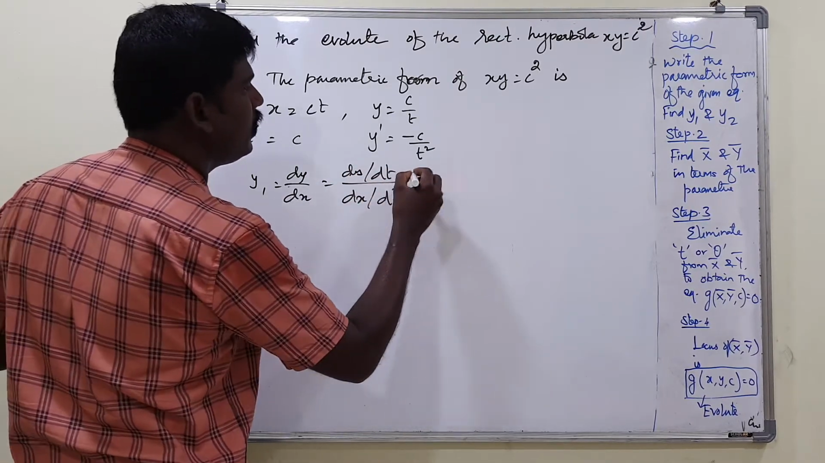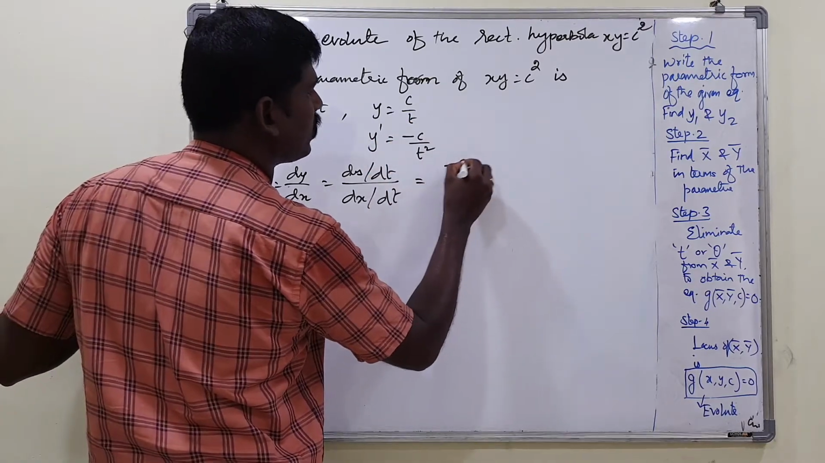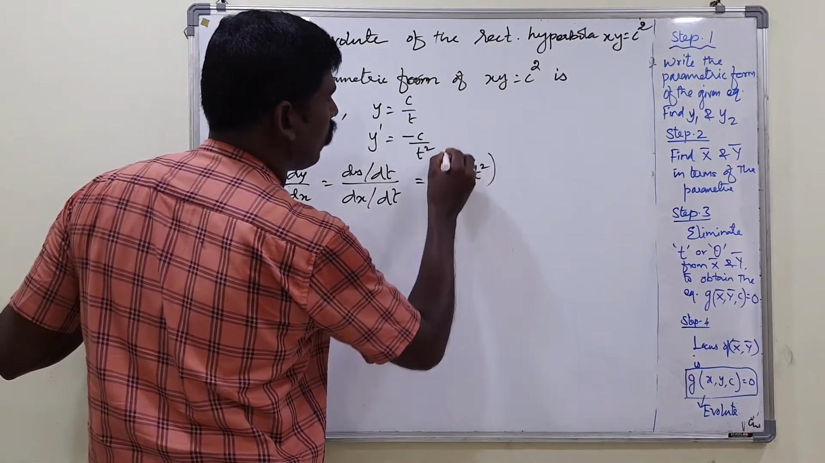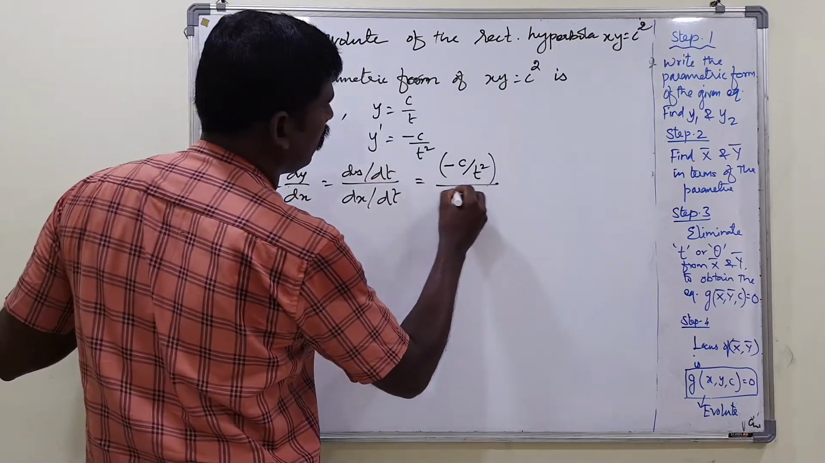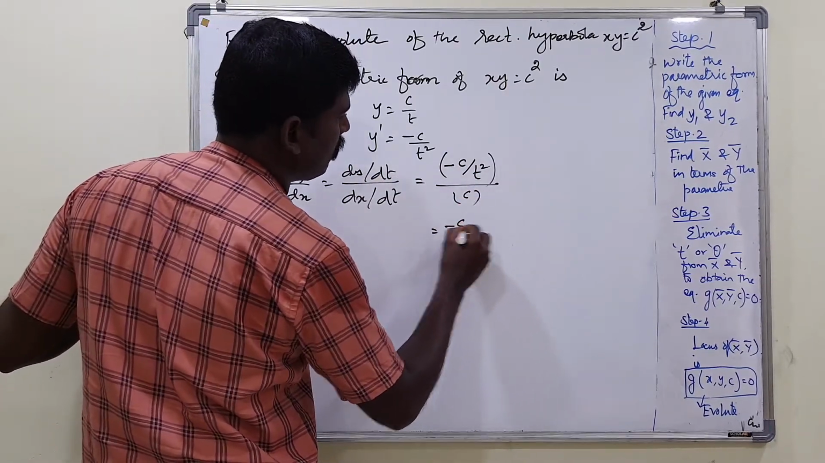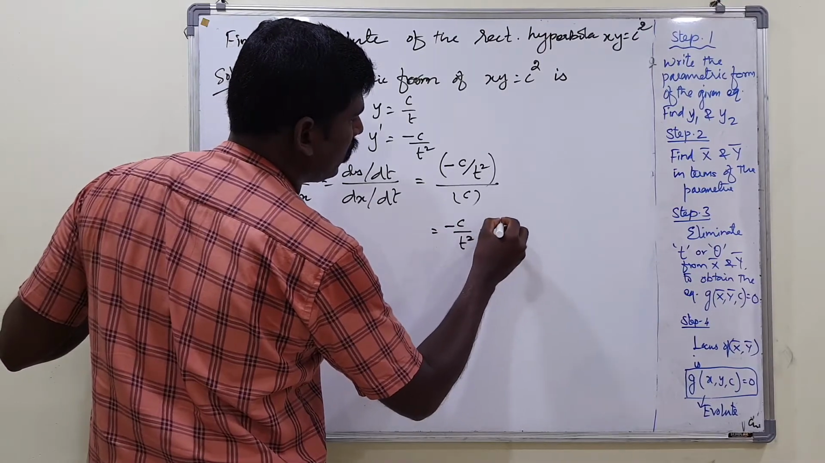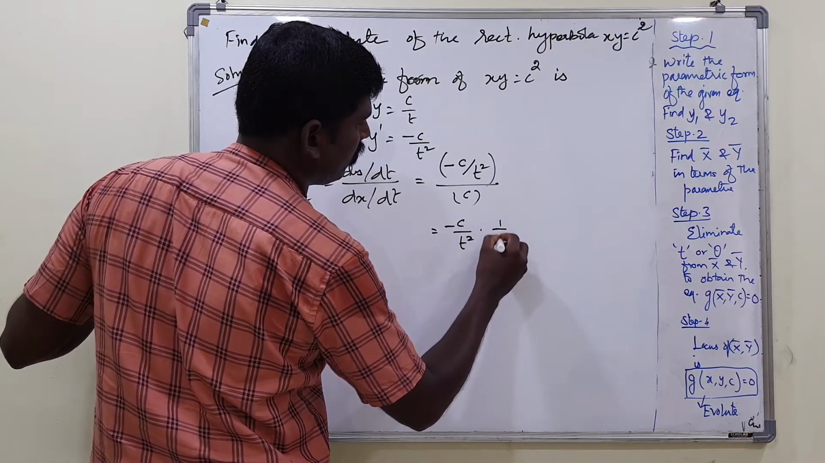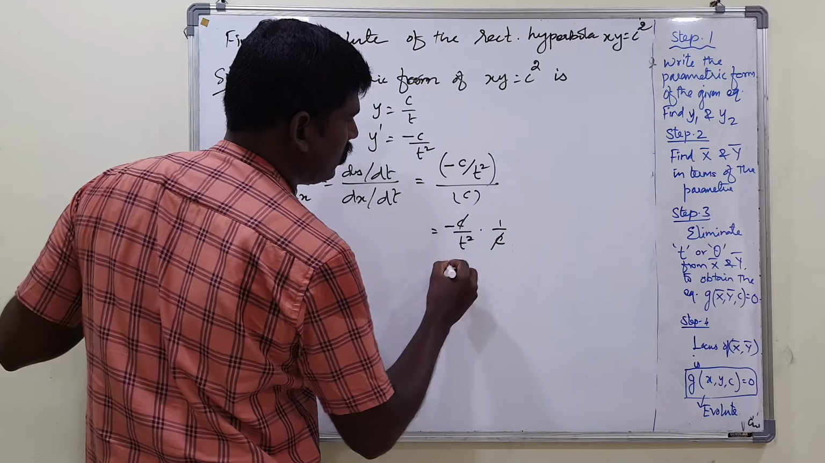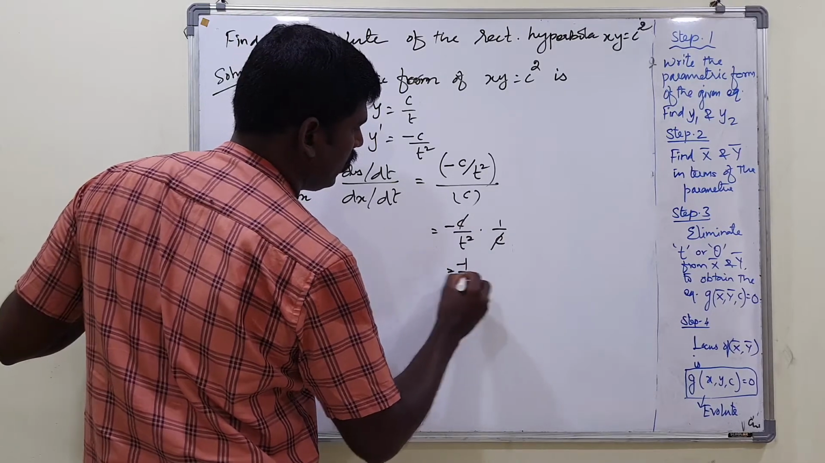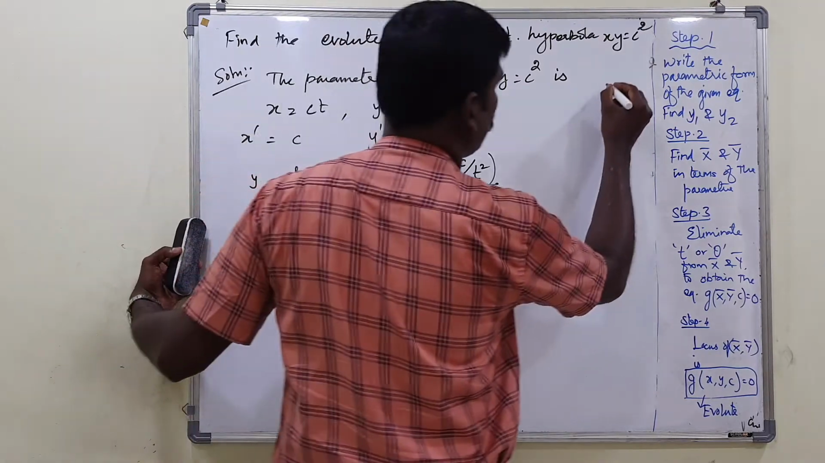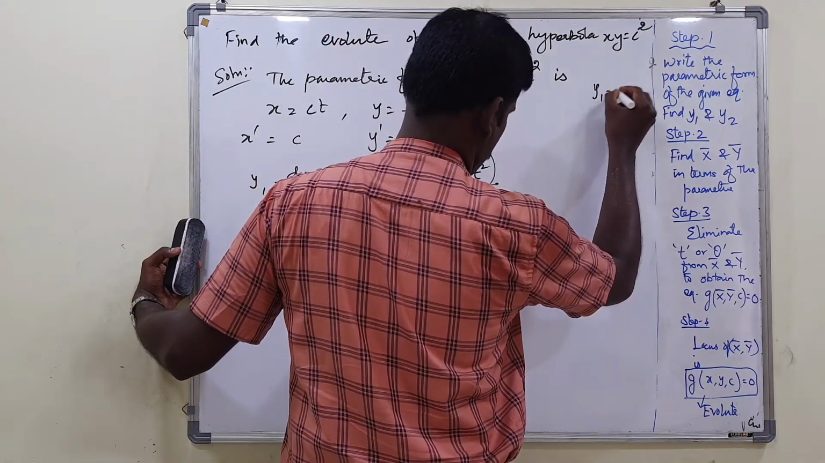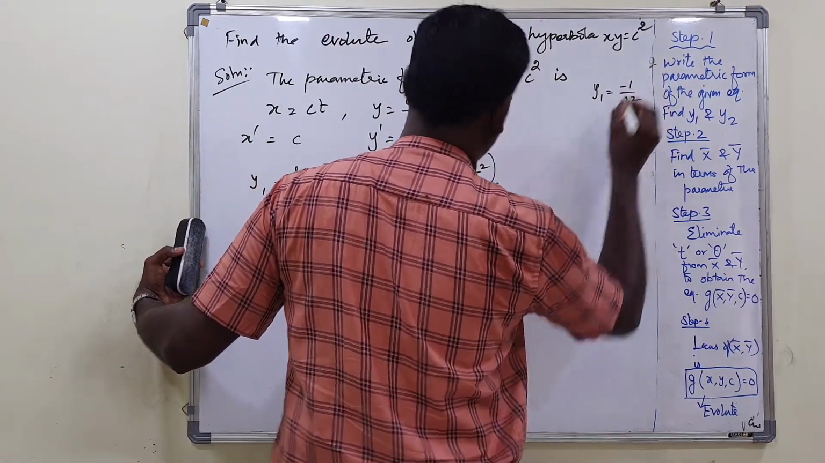What is dy by dt? That is y dash, minus c by t square, by dx by dt, which is c. See, that is equal to minus c by t square into 1 by c. See, this c cancels with this c. So minus 1 by t square is the value of y1. So y1 is equal to minus 1 by t square.